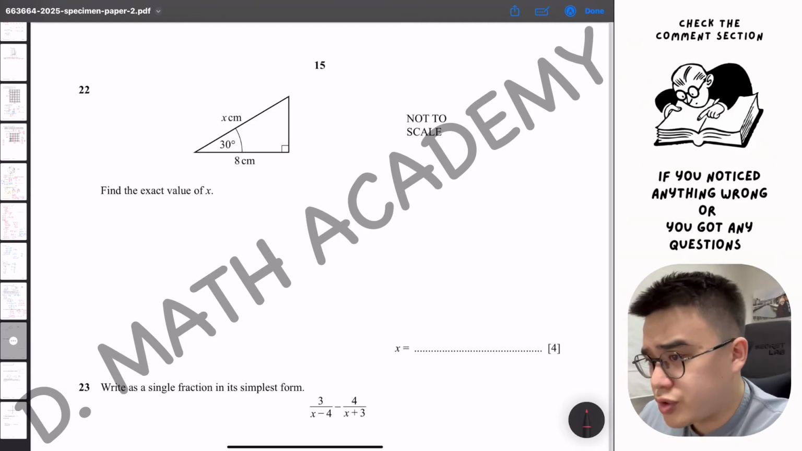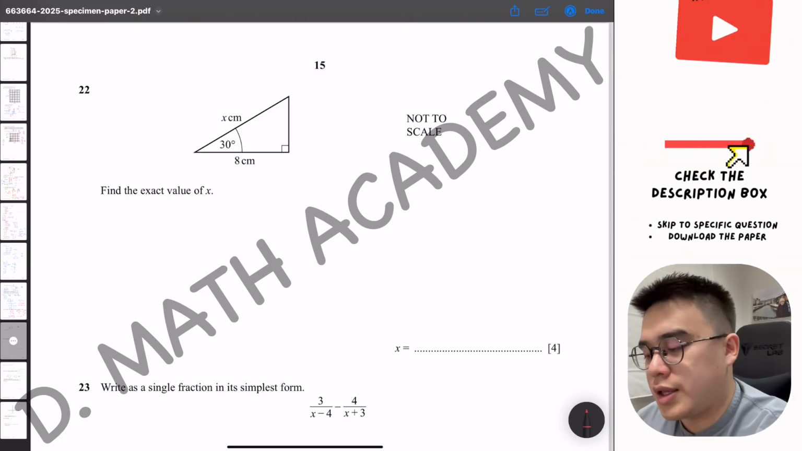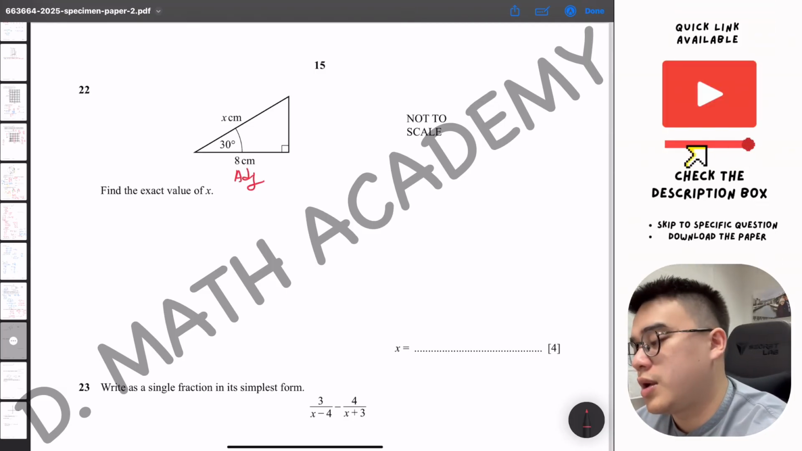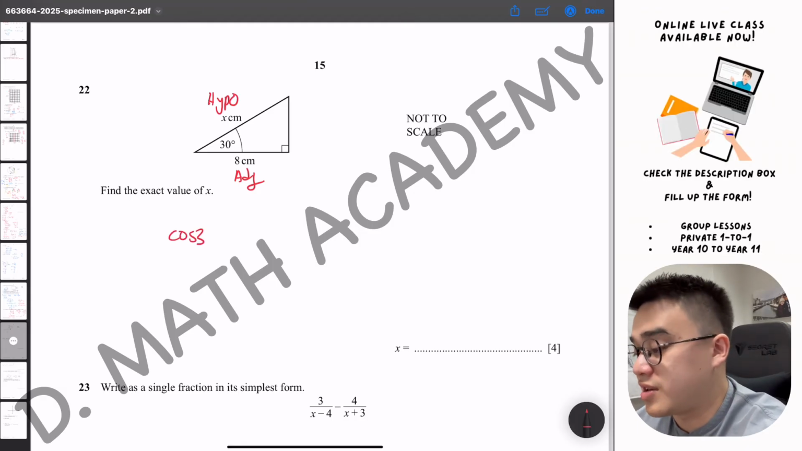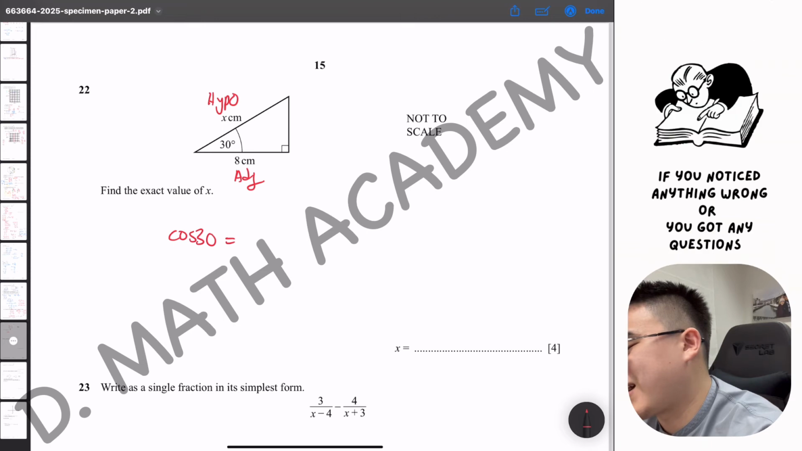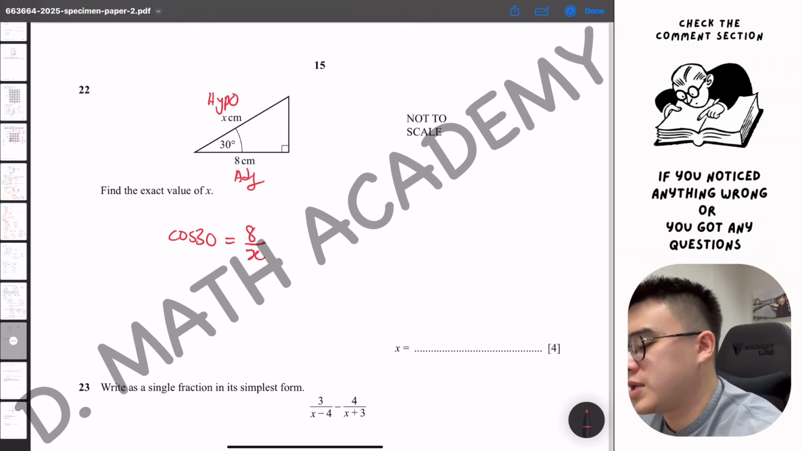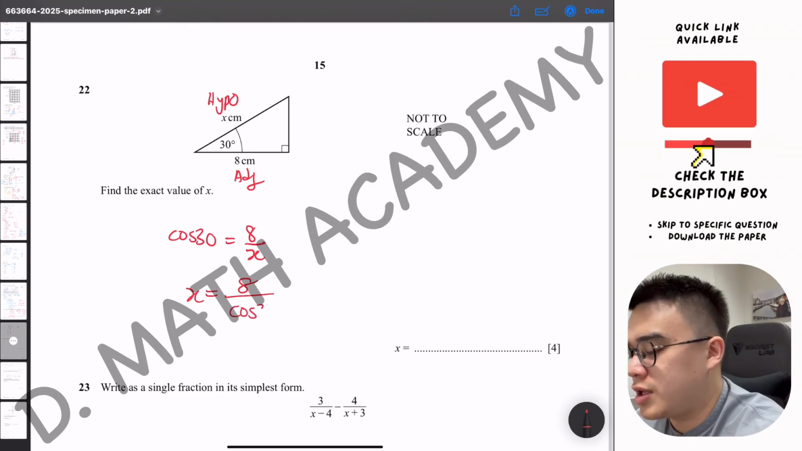Okay, question 22. We are using trigo here. 8 is actually adjacent. X is actually your hypo. So this will be cosine 30 equals to 8 over x. X as the subject, you get 8 over cosine 30.